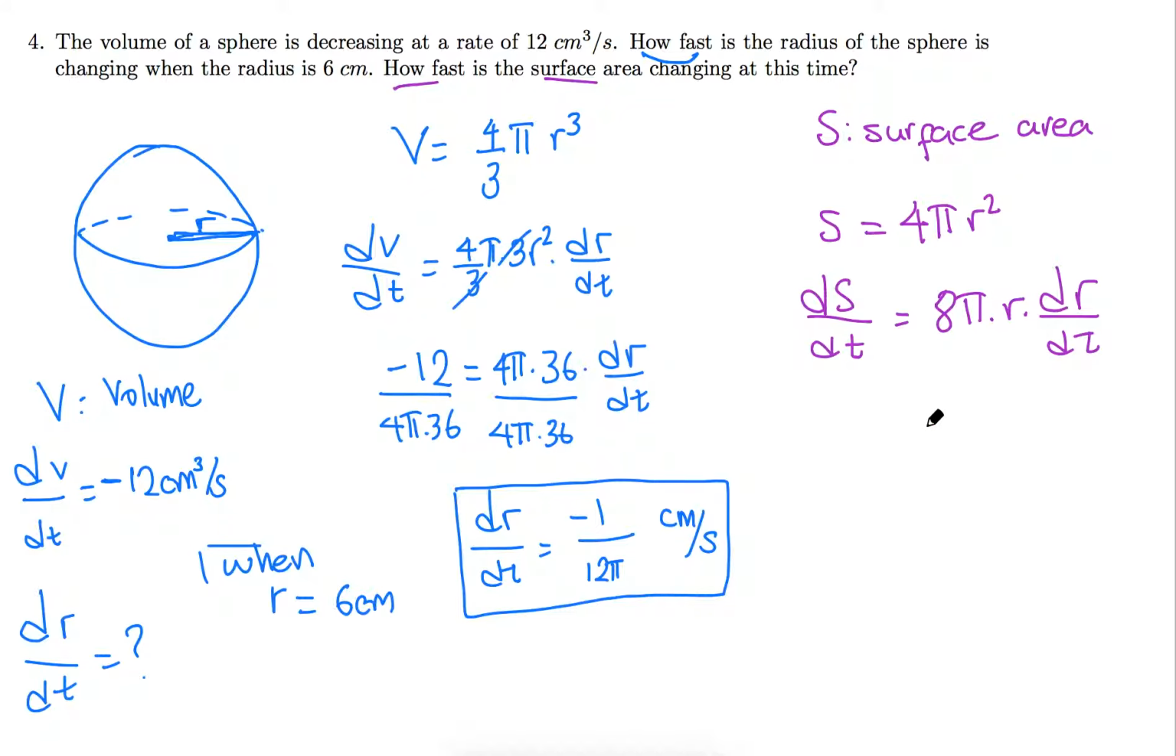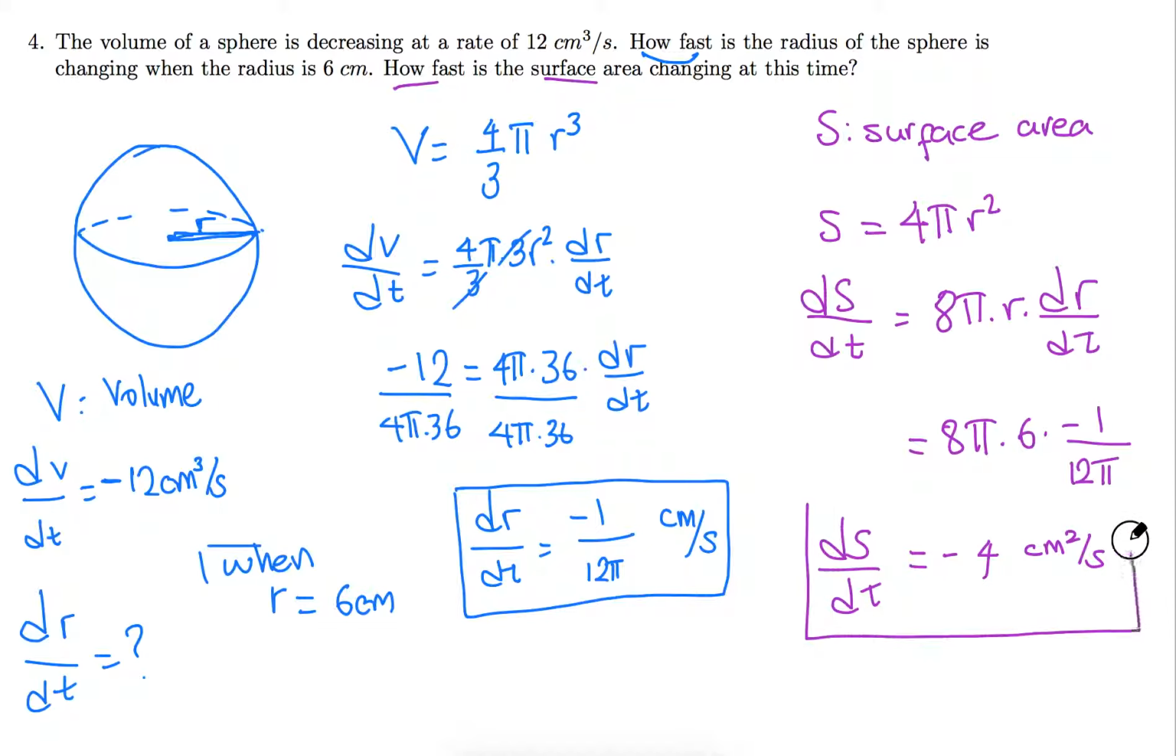And we just need to plug in the information we know. 8 pi times r, which is 6, times dr over dt, negative 1 over 12 pi. And once we simplify, we should get negative 4. So dS over dt is negative 4. And S is the area, so the units for S will be centimeters squared per second. So that means the surface area is also decreasing, and it is decreasing by 4 square centimeters per second.